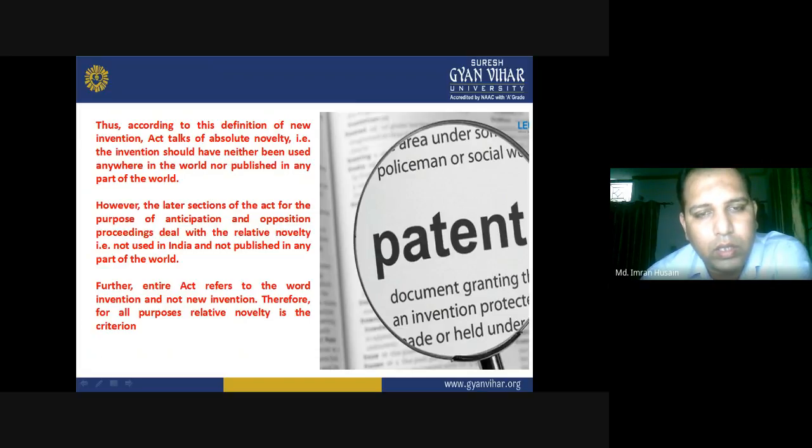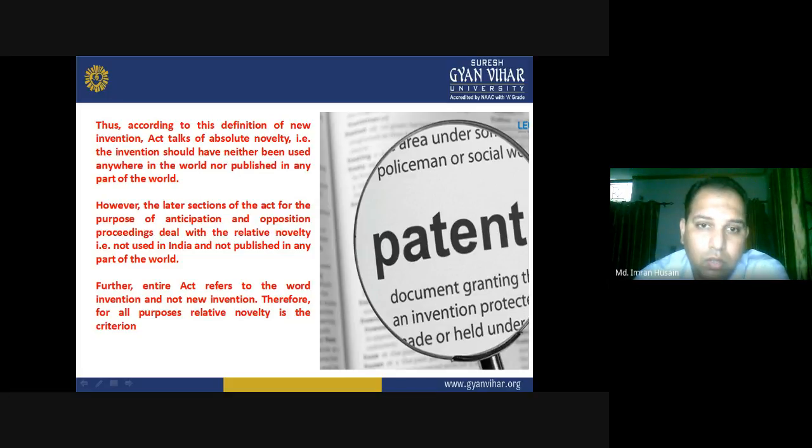However, the later sections of the Act, for the purpose of anticipation and opposition proceedings, deal with relative novelty, that is, not used in India and not published in any part of the world. So for filing the patent, your work should be totally novel, and it should not have been used by any individual in any part of the world. Further, the entire Act refers to the word invention and not new invention. Therefore, for all purposes, relative novelty is the criterion.